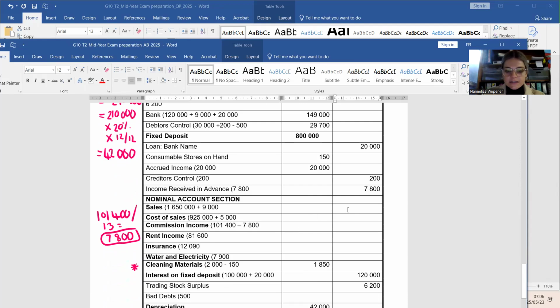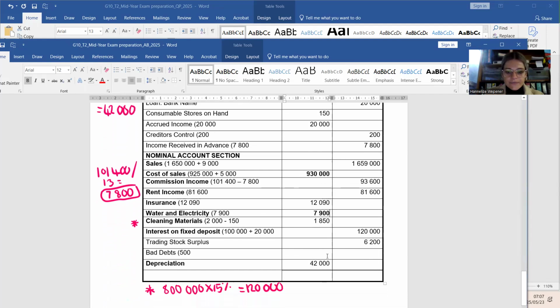Then your sales has a credit balance, 659. And then we have our cost of sales. And then our commission income, 101,400 minus 7,800. It's an income account, so credit side. Rent income is another income, so credit side. Insurance is an expense, so debit, as well as water and electricity, and then bad debts.